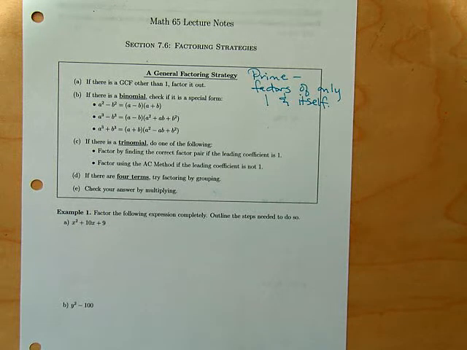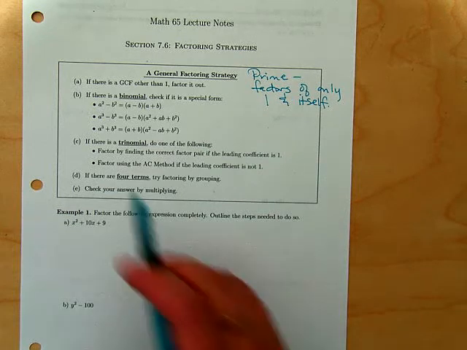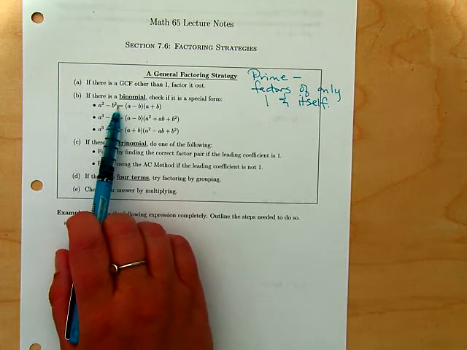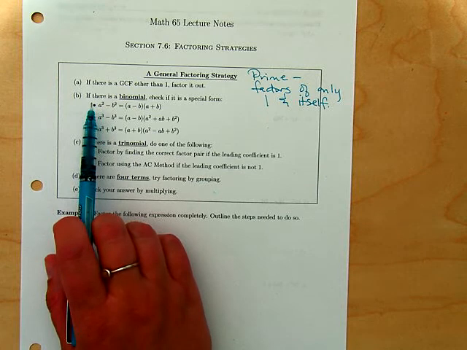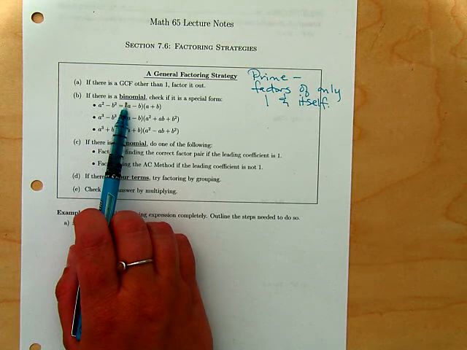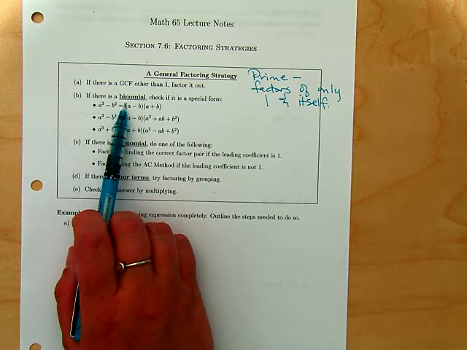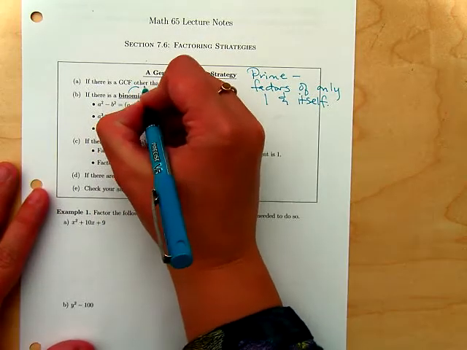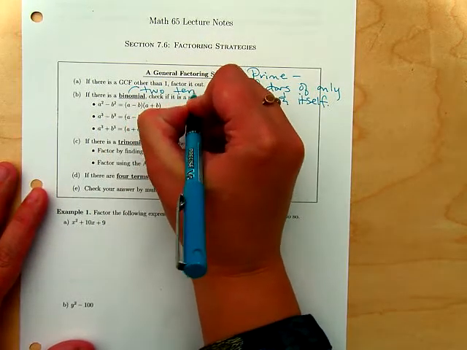So if there's a greatest common factor other than 1, why do we factor out the GCF? Yeah, to make it simpler so that whatever is left is going to be more easily factored, okay? Then we have these special cases. We're going to look and see if it's a binomial. Who can remember what it means to be a binomial? Two terms. Okay, a binomial has 2 terms.